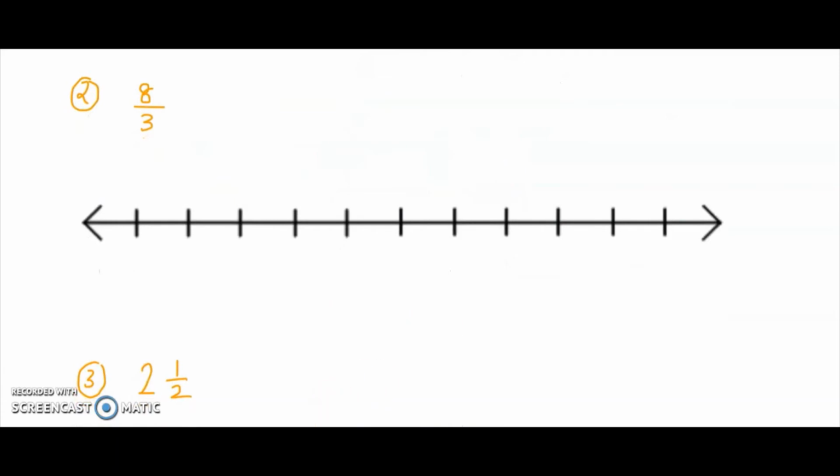Let's take the next one, 8 by 3. Now the divisions between 0 and 1 should be 3. So 1 by 3, 2 by 3, and 3 by 3 is going to be 1. Then after that, 4 by 3, 5 by 3, 6 by 3 will be what? Yes, it's going to be 2, since 6 divided by 3 is 2. Then 7 by 3, 8 by 3, 9 by 3 will be 3.